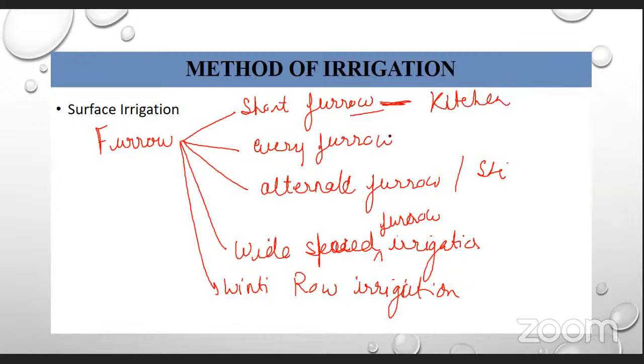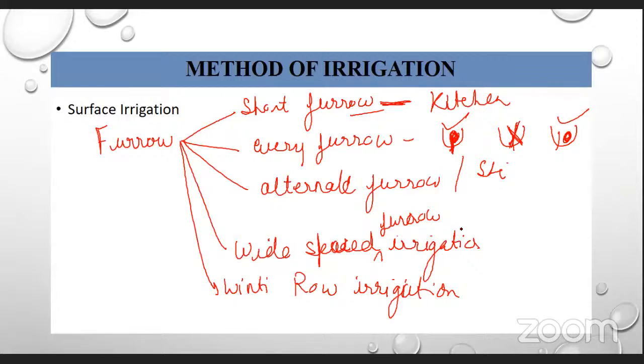Then we have every furrow irrigation. Whatever furrows we have in our land, we apply irrigation to every furrow. But in alternate furrow irrigation, we apply irrigation in one furrow and skip the next. We apply in the first, then the third furrow.